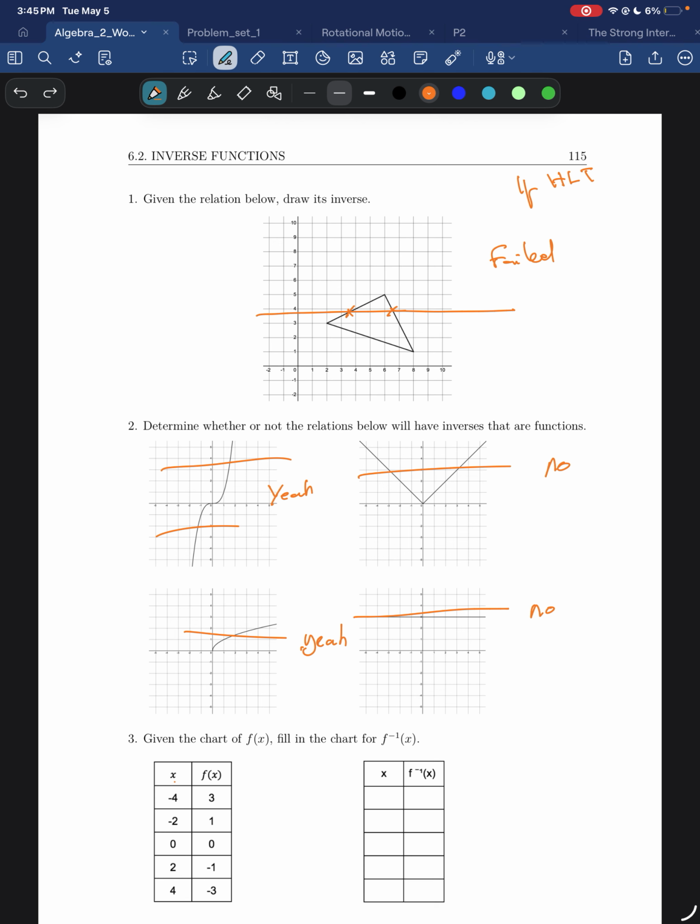So if my regular function has a chart, a table of f of x as such, that would mean the values of my f of x will become my x values. So 3, 1, 0, minus 1, 3. And then x is going to become minus 1, minus 2, 4, minus 2, 0, 2, 4.